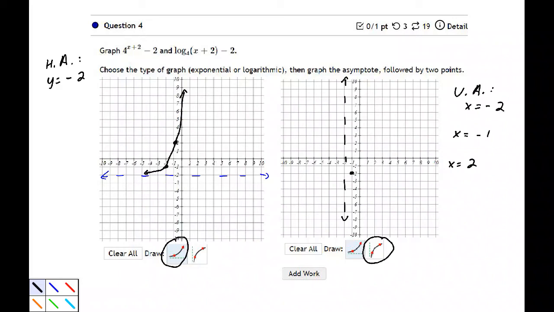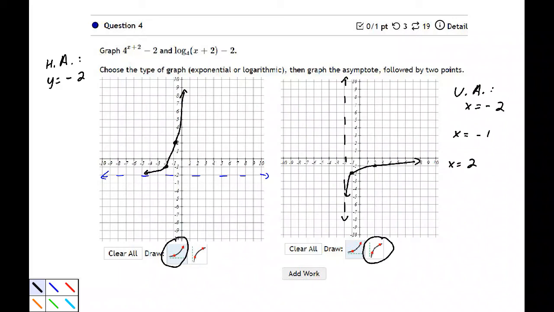Okay, and now similarly, I will change that to be x equals 4. So log base 4 of 2 plus 2 minus 2. That is a value of -1. So I have the point 2, -1. And again, this technological tool will then plot the rest of that logarithmic function.